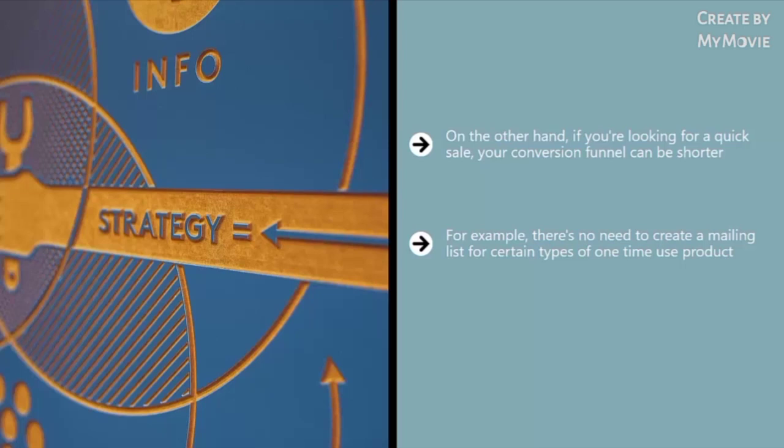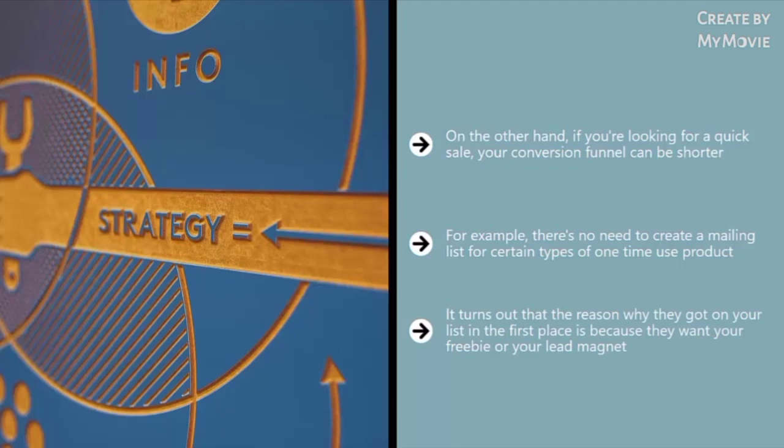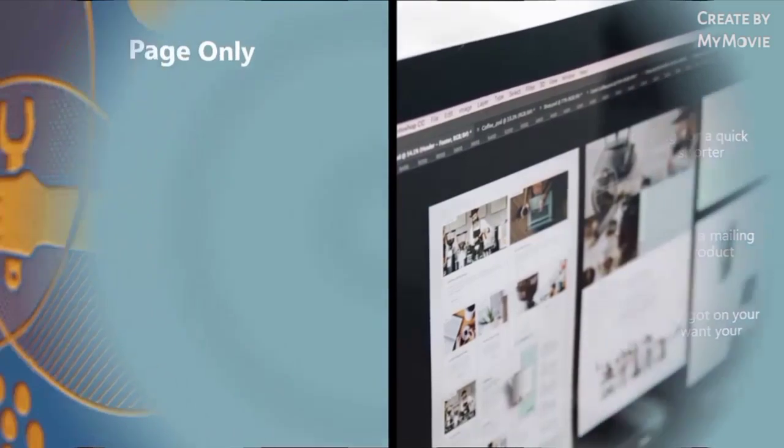For example, there's no need to create a mailing list for certain types of one-time use products. If people are just going to use a product once, either they want it or they don't. If you build a mailing list which sends them update after update to try to remind them and push them closer and closer to the conversion end of the content funnel, you might not get there. It turns out that the reason they got on your list in the first place is because they want your freebie or your lead magnet. There are very different conversion strategies, and each of these is manifested in different funnels. At the very least, there are 3.